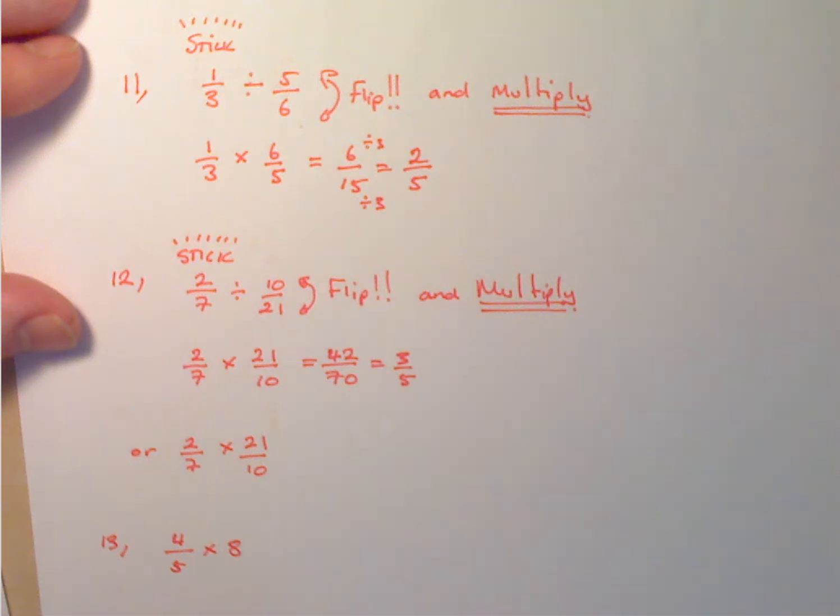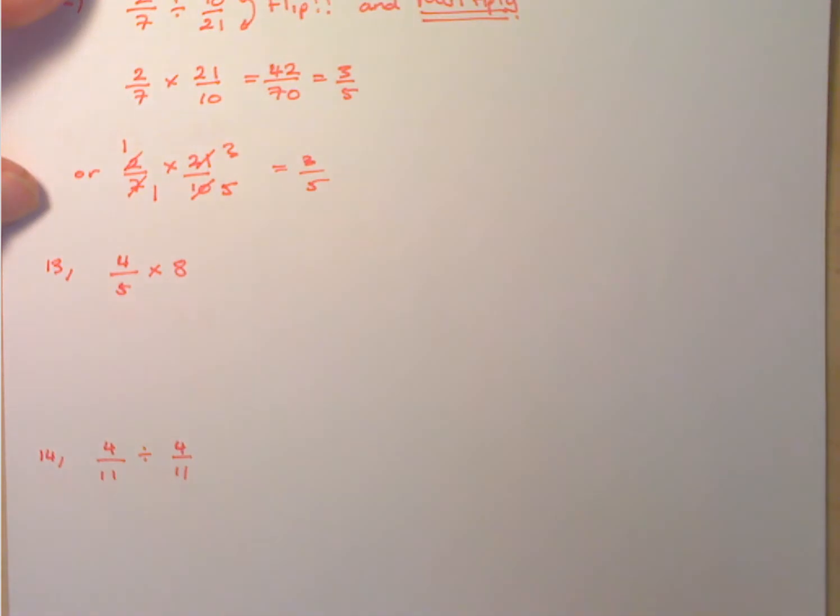Just to remind you, I could also have done it like this. 2 goes into itself once and into 10 5 times. 7 goes into itself once, and into 21 3 times. Multiply the tops, 3, and the bottoms, 5, so 3/5.